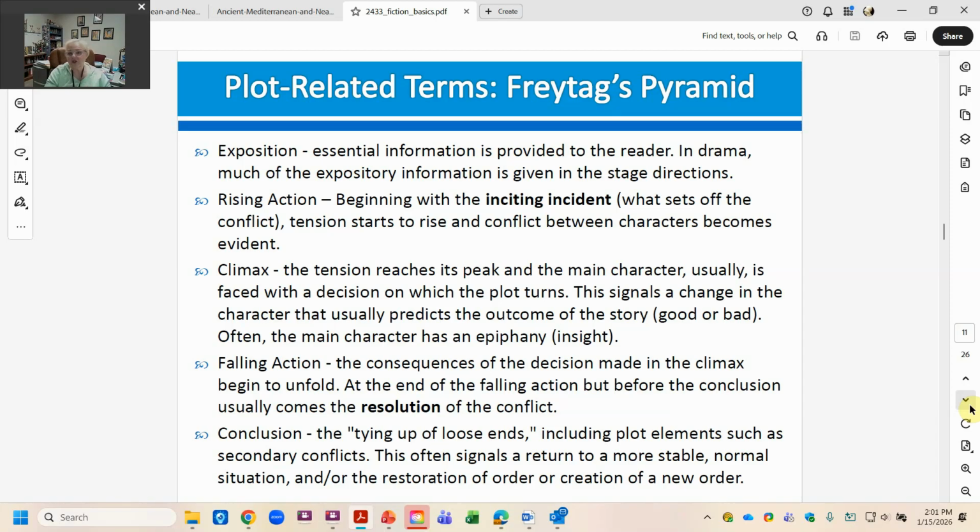Then we have the conclusion, or sometimes called the denouement. This is where the loose ends are all tied up. So there aren't any plot elements that are left out there unresolved. Everything neatly falls back, and we're back into a world where order has been restored. Most stories are about something that kicks us into chaos, right? Something happens that's not usual. And at the end, we want a stable, normal situation. That doesn't mean it's a happy world, but again, things are back to normal.